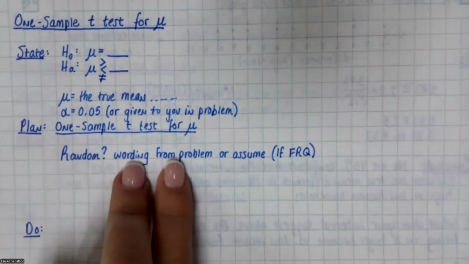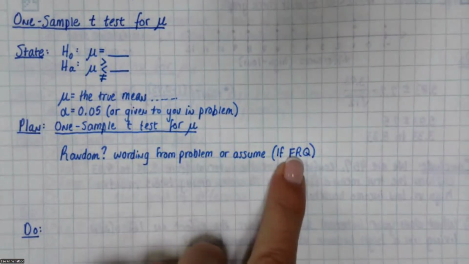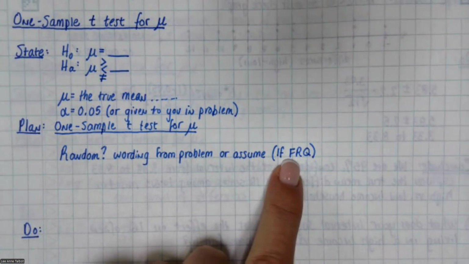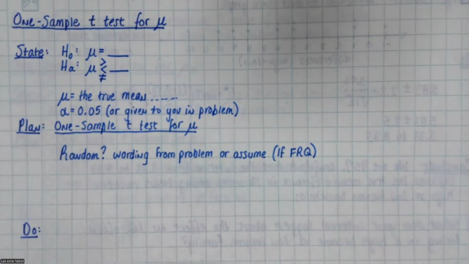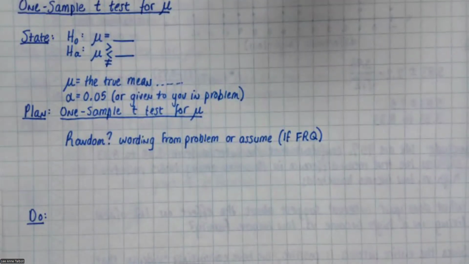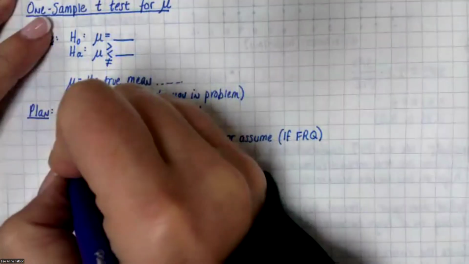You use the wording from the problem, or you assume if you're doing an FRQ. If you're doing an MCQ and they're asking you about the conditions, you don't assume anything. You go back to the wording of the problem and say it didn't say random, so the random condition's not met. If you're doing an FRQ, it's a 4 to 5 point question. You're not going to stop on random and get 3 points off. This is what you would expect, correct? Okay.